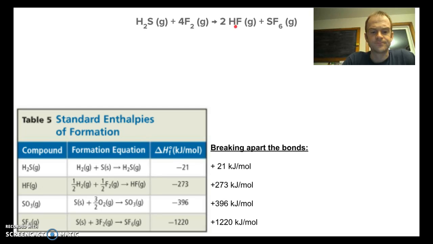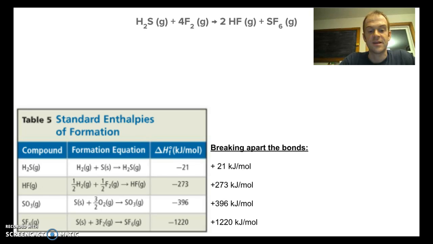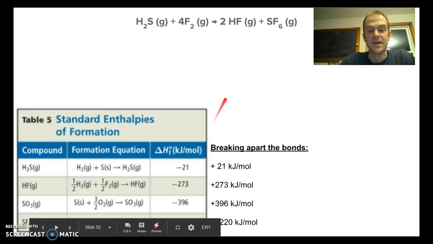Hydrogen fluoride. When I make hydrogen fluoride, I know I'm making hydrogen fluoride because it's in the products. I can see in my table that making hydrogen fluoride involves a releasing of 273 kilojoules of energy. And then sulfur hexafluoride, looking at our table, the bottom one, we see that there's a release of 1,220 kilojoules of energy. Okay?